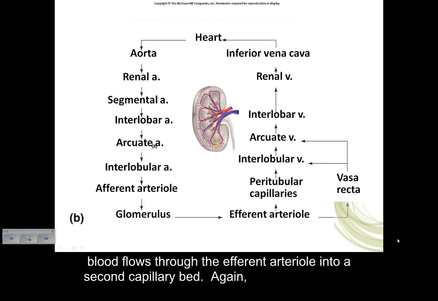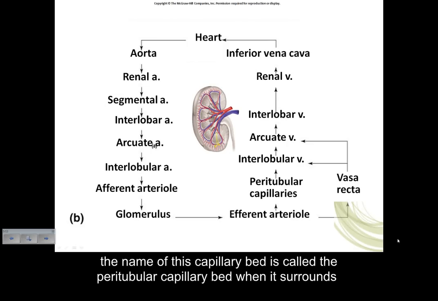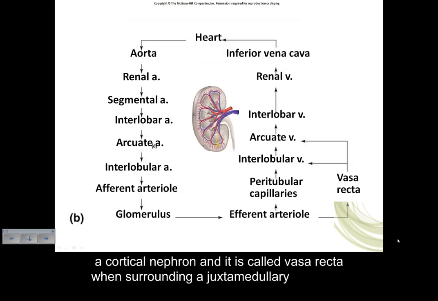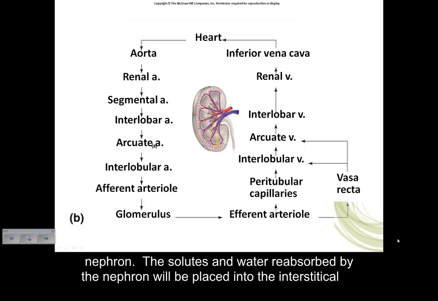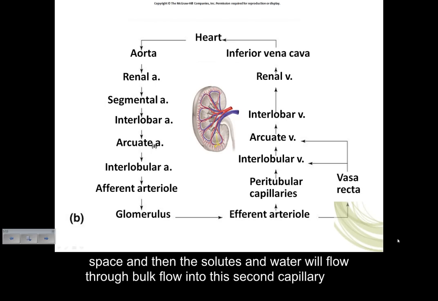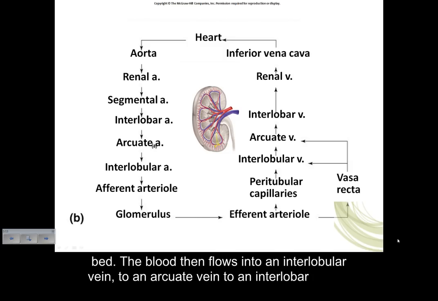Let me now finish how the blood flows through the efferent arteriole into a second capillary bed. Again, the name of this capillary bed is called the peritubular capillary bed when it surrounds a cortical nephron, and it is called vasa recta when surrounding a juxtamedullary nephron. The solutes and water reabsorbed by the nephron will be placed into the interstitial space, and then the solutes and water will flow through bulk flow into this second capillary bed.